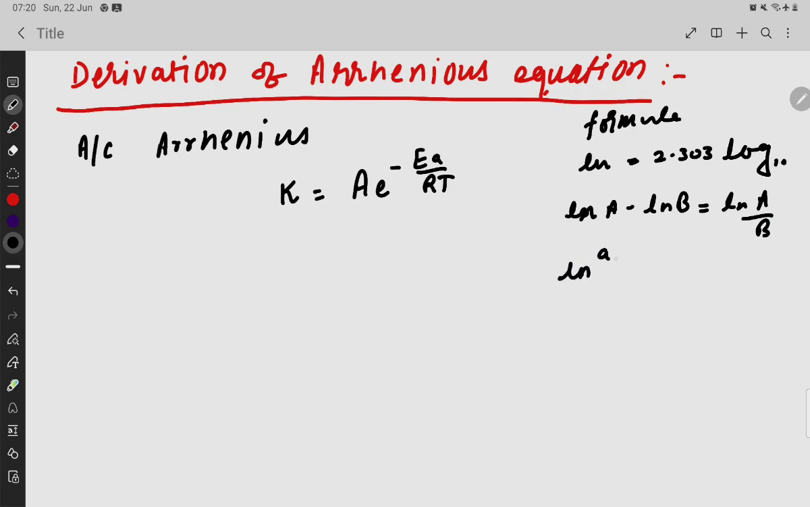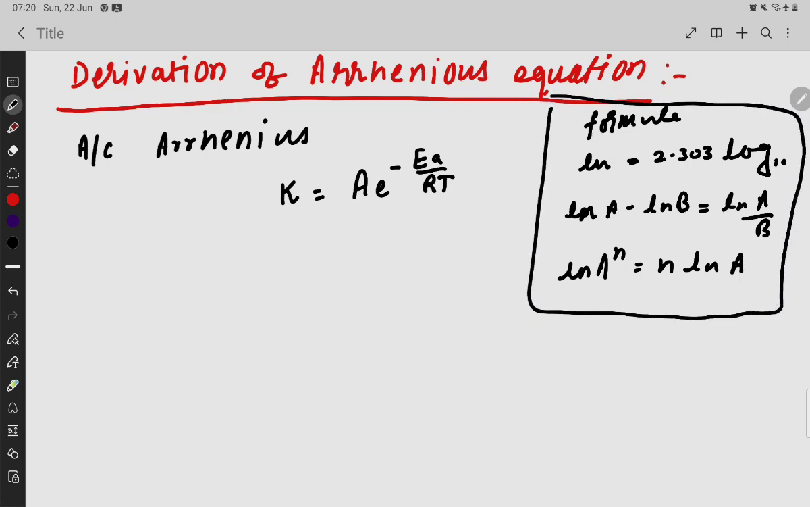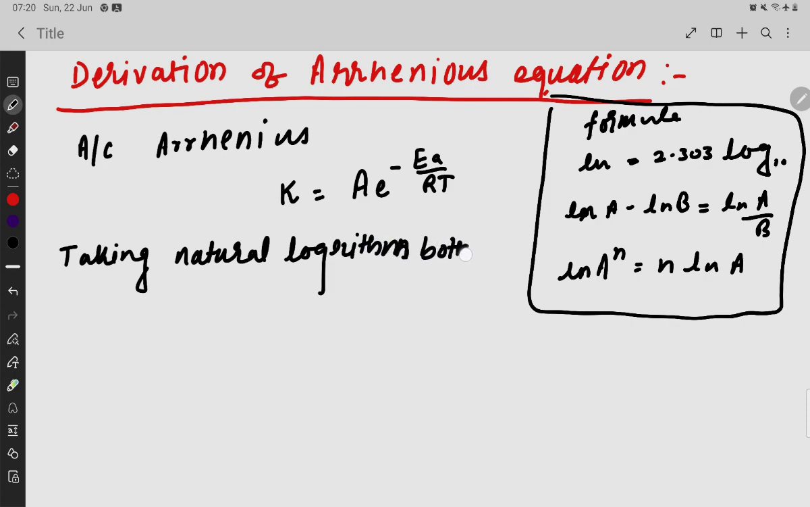ln a power n you can write in a different way. Suppose you have ln a power n, so it is n ln a. The same formula will be applied in terms of log also. So this formula is going to be used, student, right? So taking natural logarithm on both sides, what will be there, student?